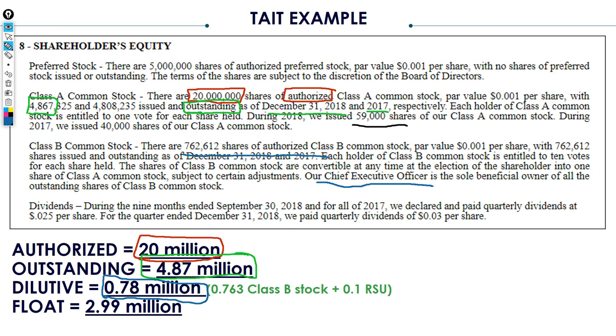Okay, but bottom line, just from this section of the annual filing, we have now defined the authorized, right, the max number of shares. All right, shares that are being held. All right, potential dilutive shares. All right, that's 0.78 million.